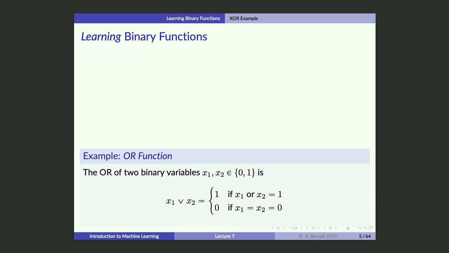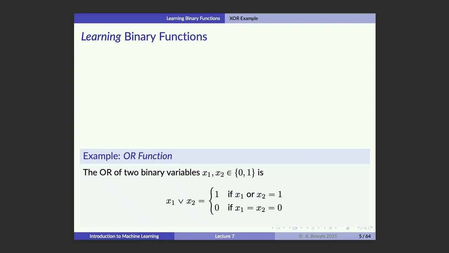Let's try to understand this by playing with one simple binary problem. What do I want to do? I want to learn what we call the OR function. Okay? What is the OR of two binary variables? If I have two binary variables, x1 and x2, what is their OR?